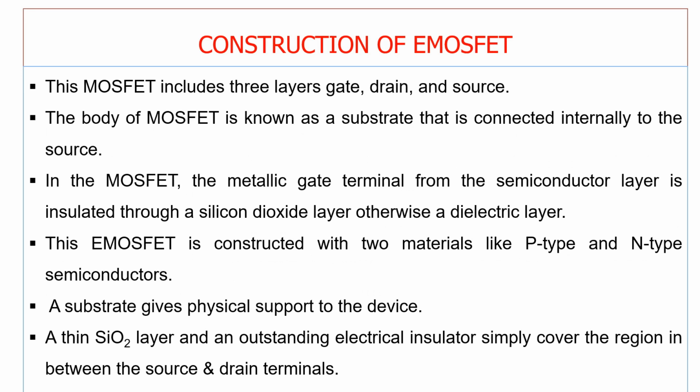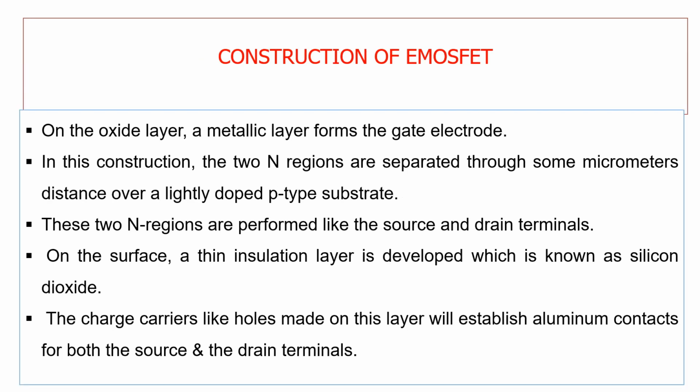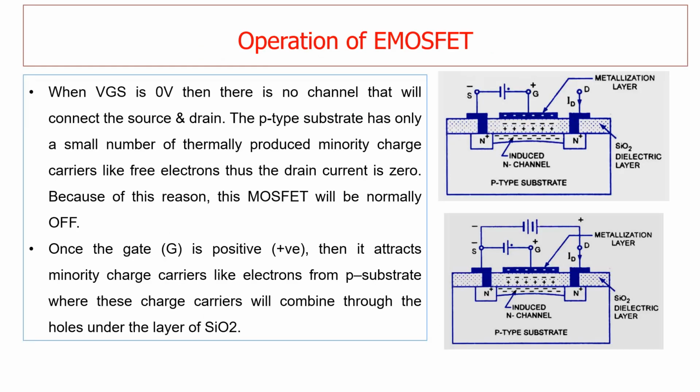How is the construction? It has three layers: gate, drain, and source. As we have discussed, the body of the MOSFET is known as the substrate, which is connected internally to the source. Whatever I have explained here is given in this PPT. We can now discuss the operation.